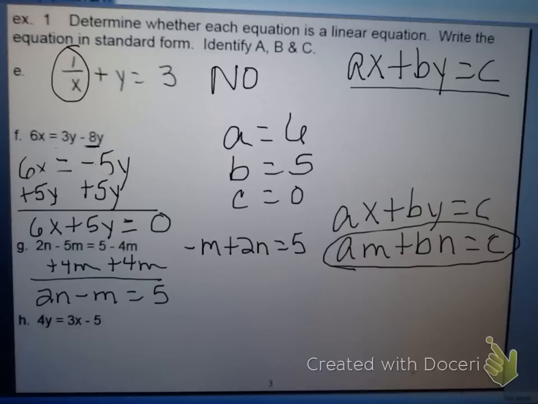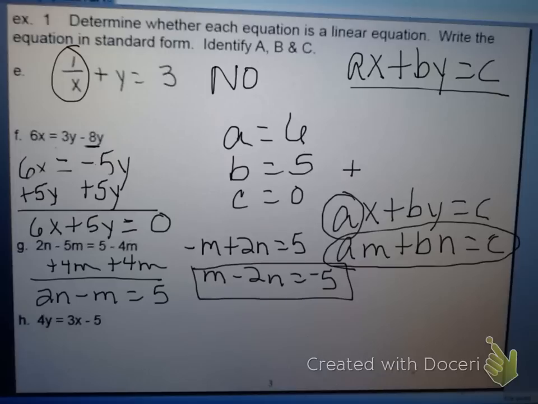Now, technically, A is always supposed to have a coefficient of a positive number. And right there, it is a negative 1. So we would need to divide everything by a negative. The shortcut for dividing everything by a negative is it changes the sign. So that is the true standard form, where A, the coefficient in front of X, or in this case, the coefficient in front of M, is a positive number.